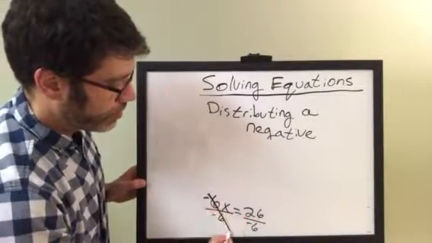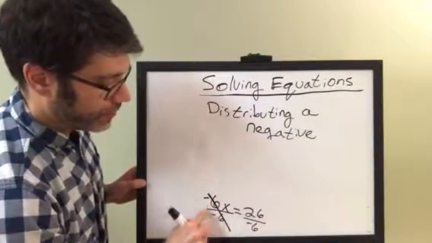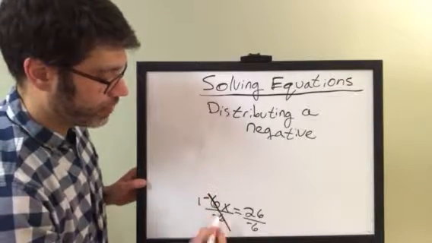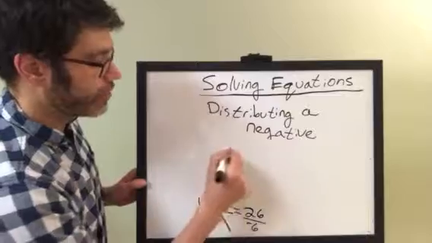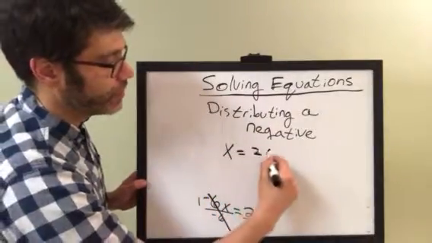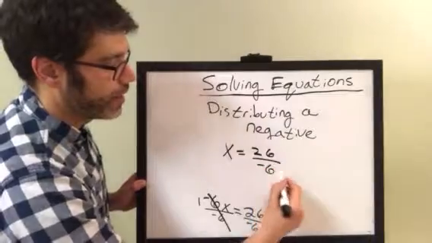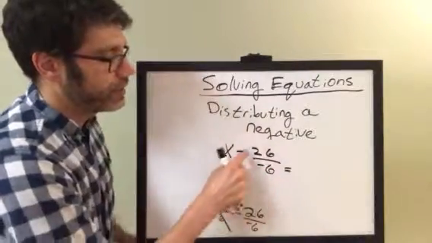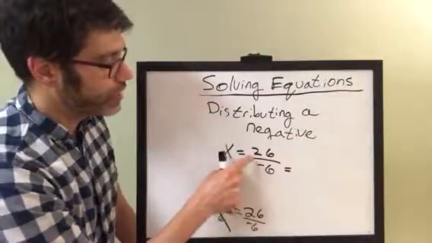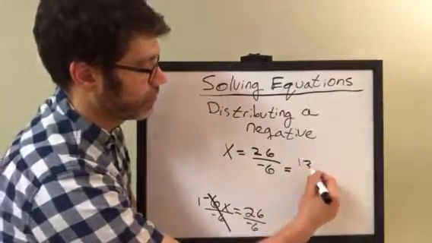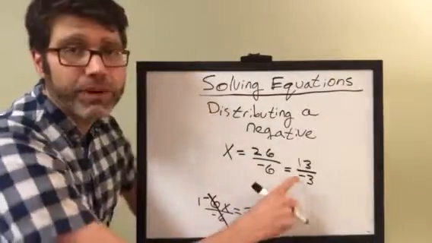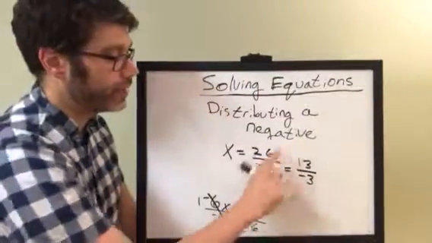So these cross out. The -6 over -6 crosses out to just 1. So we have 1 times x, or just x, equals 26 over -6. And then, since this is a fraction that can be reduced, let's reduce it to 13 over -3. So this is an improper fraction that has been completely simplified.